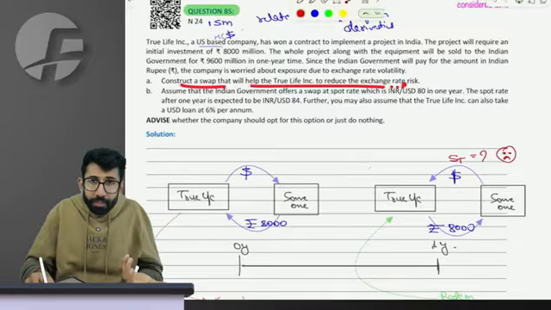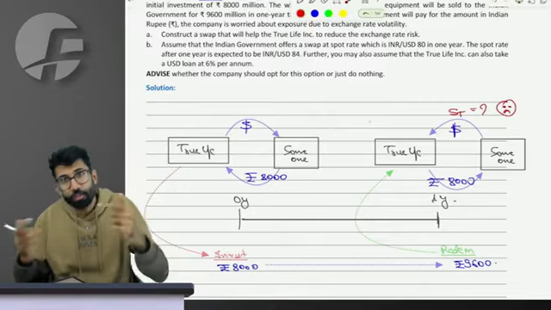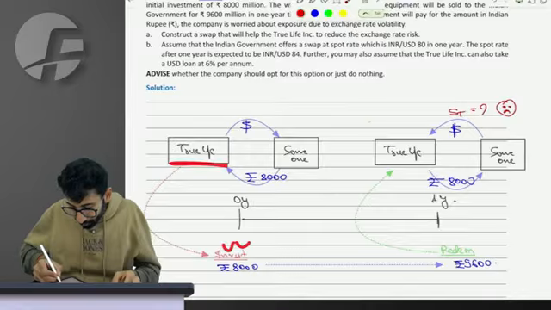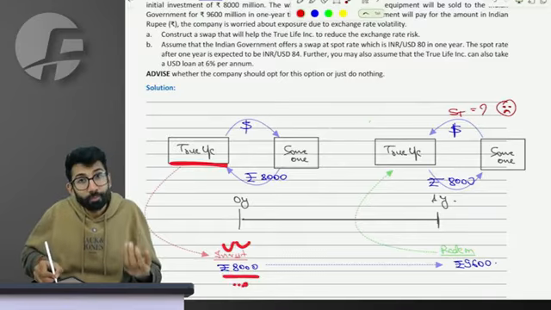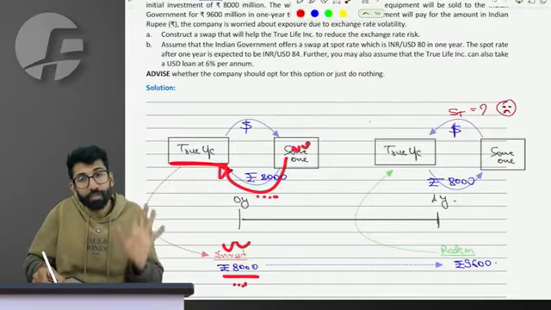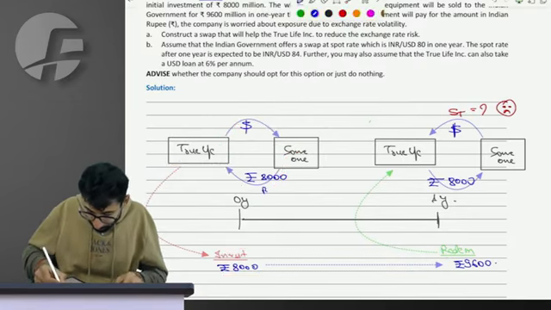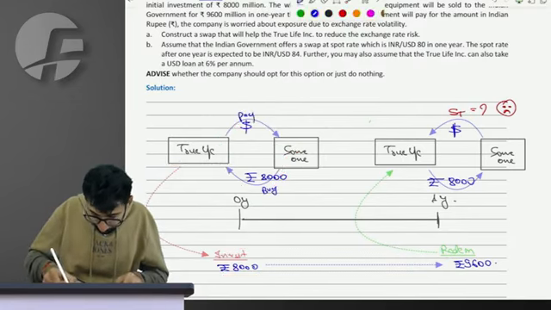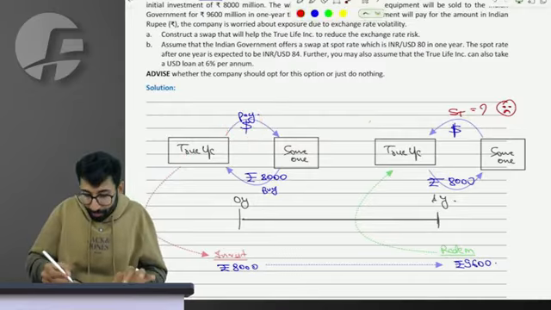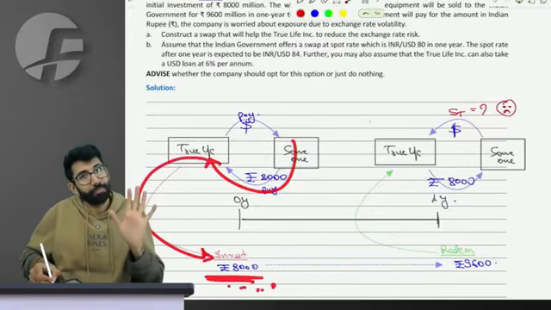Construct a swap. Sir, swap, as I told you in interest rate risk management, is the exchange of cash flow. So this True Life Incorporation, which knows that it will have to make the payment of rupee 8,000, should be able to buy 8,000 rupee. So it will buy 8,000 rupee today from someone in the market, against which it will pay dollar, which it has. After buying that rupee, the same amount will be used for the purpose of investment.